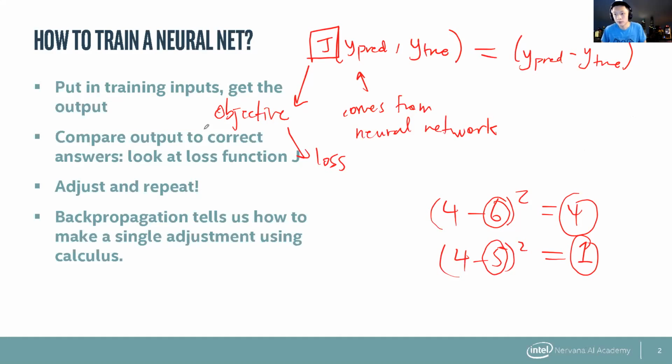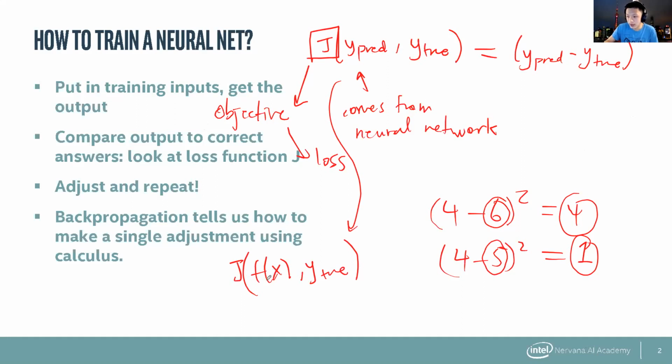So you put in the training inputs, you get the output. We talked about this. You need to get the prediction from the model. To make this more explicit, we can write this as J(f(x), y true). What this means is that you pass in whatever the neural network thought was the answer, you compare it to the correct answer, and then you take their difference. This is the same thing, but it makes it more explicit that you need to put in the training inputs to the model to figure out how bad the model did. Again, going back to that example of teaching a kid multiplication, you ask it, what is 2 times 2? And it's got to give you the answer first. You have to know what it thinks 2 times 2 is before you can say whether it's right or wrong. So then, of course, we compare the output to the correct answer, which is looking at this loss function J that we talked about here.